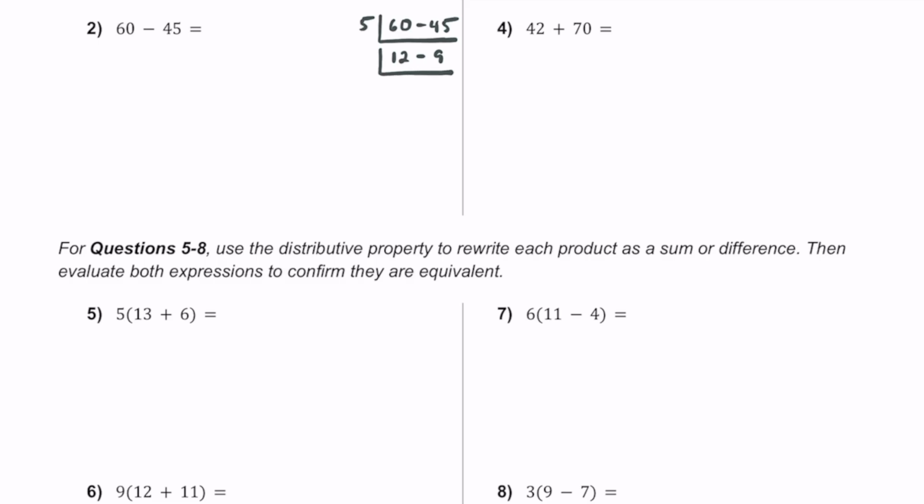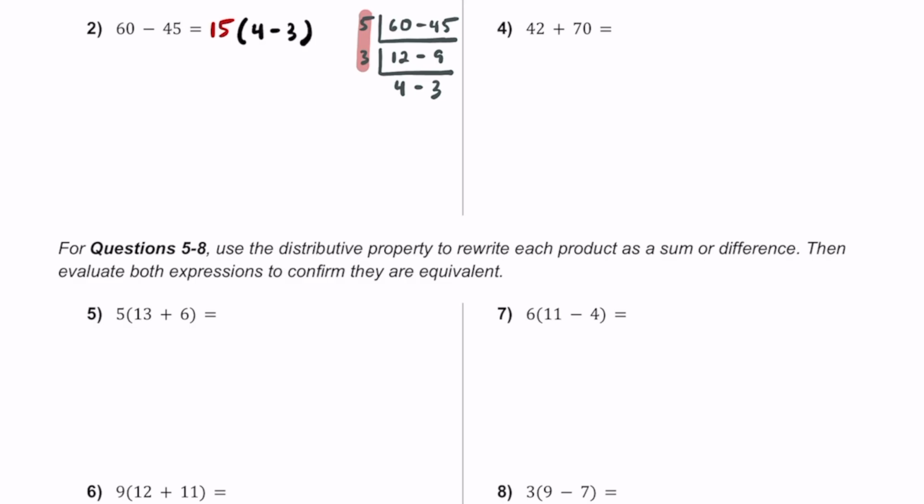And then for 12 and 9, I'm going to go with 3 here. And then that's going to be what? 4 minus 3. Okay, so 4 and 3 are relatively prime, so I think we're done here. Our GCF is going to be 15 because 5 times 3 is 15. So we have 15 multiplied by the difference of these two relatively prime numbers, or 4 minus 3.